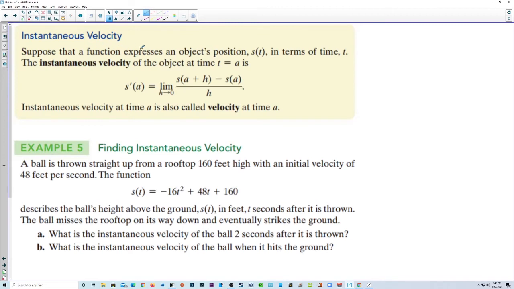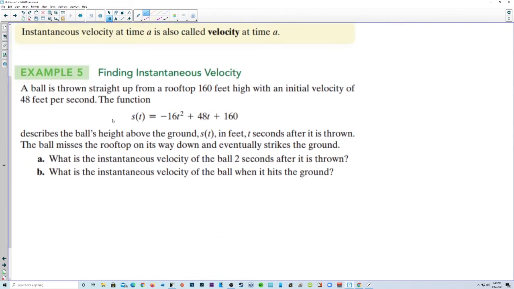Suppose that a function expresses an object's position s of t in terms of time t. The instantaneous velocity of the object at time t equal a is s prime of a, which is equal to the limit as h approaches 0 of s of a plus h minus s of a over h. Instantaneous velocity at time a is also called velocity at time a. A ball is thrown straight up from a rooftop 160 feet high with an initial velocity of 48 feet per second. Here's the function that represents that position.